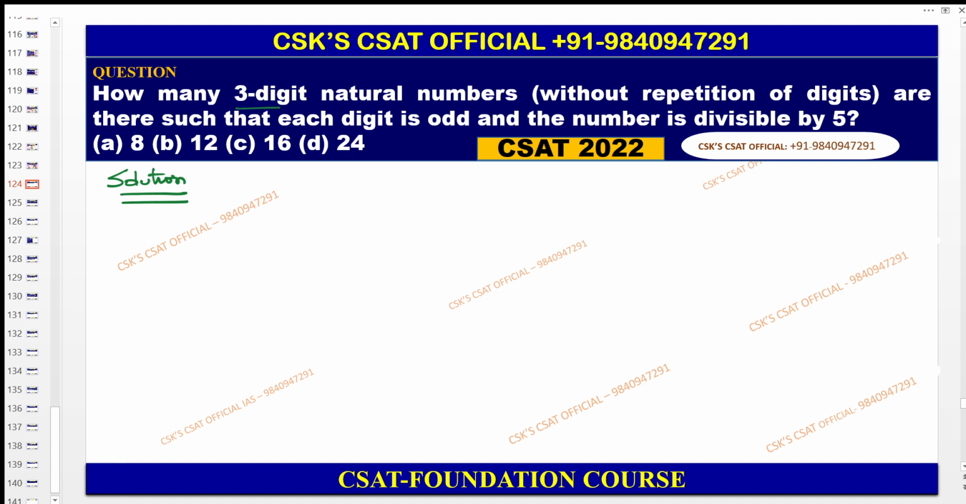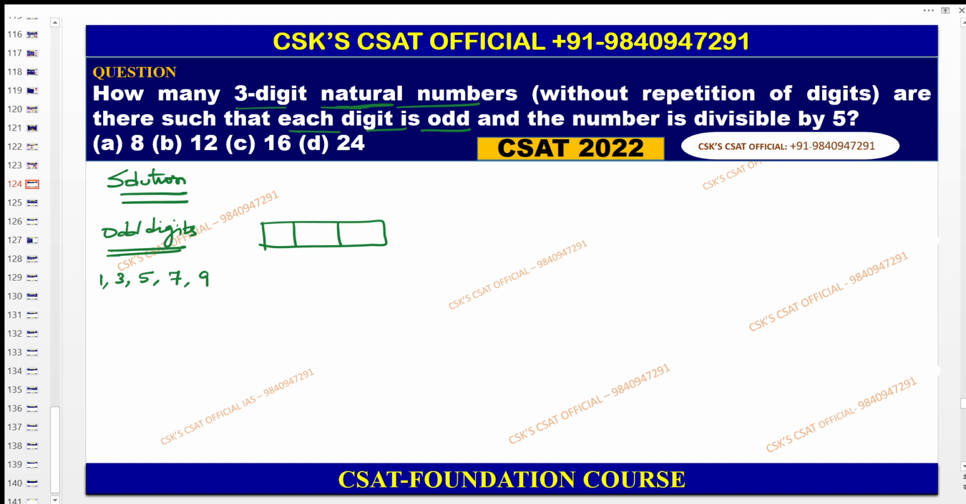How many 3-digit natural numbers without repetition of the digits are there? The first constraint is 3-digit. Next, such that each digit is odd. Which means whatever the 3-digit number, all digits are odd. So what are the possible odd digits? 1, 3, 5, 7, then 9.